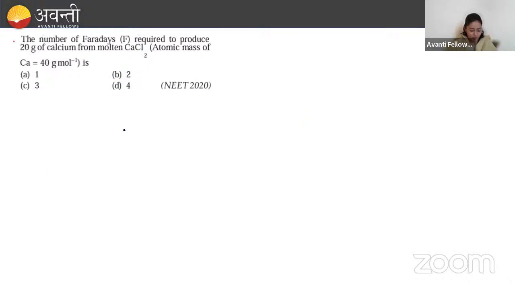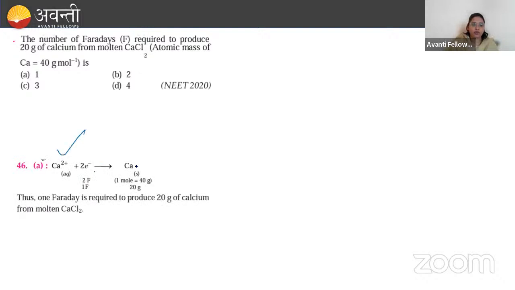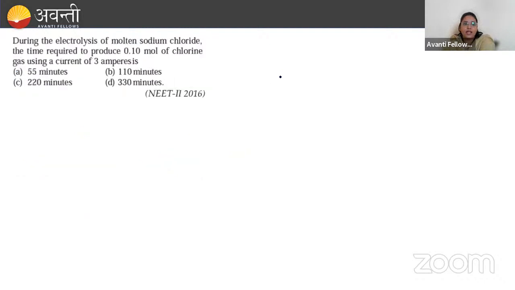Here we have to use Faraday's law. The number of Faraday required to produce 20 gram of calcium from molten calcium chloride is... The reaction is Ca2 plus reacts with 2 electrons to give calcium. 2 electrons means 2 Faraday, which gives 1 mole, 40 gram. But the question asks for 20 gram. If 2 Faraday displaces 40 gram, then 20 gram needs 1 Faraday. That is the answer, option A. Okay, simple.